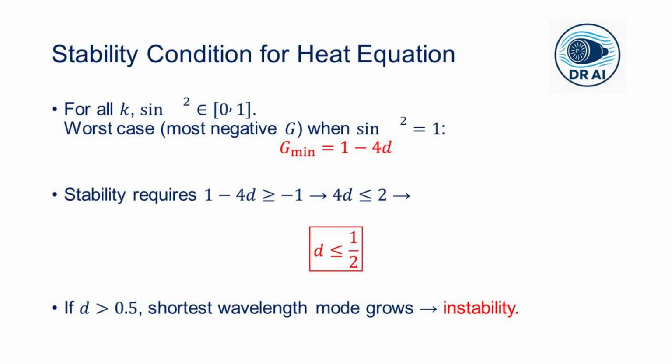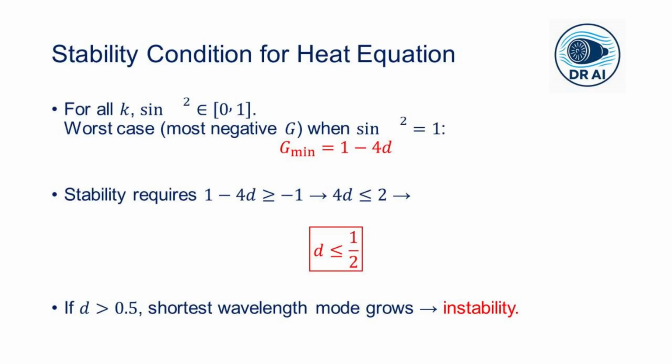where d here is the diffusion number, as we have already seen previously. Now, for the stability condition, since sin² is between 0 and 1, the minimum of the amplification factor occurs when the sin² is equal to 1. So G minimum would be equal to 1 minus 4d.